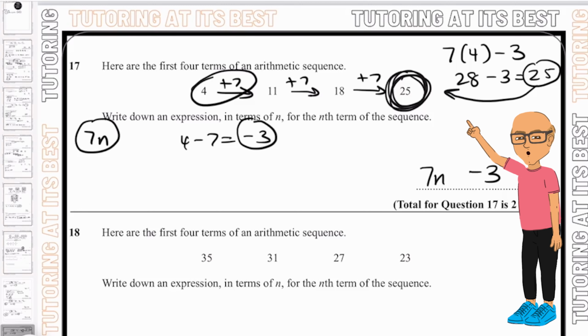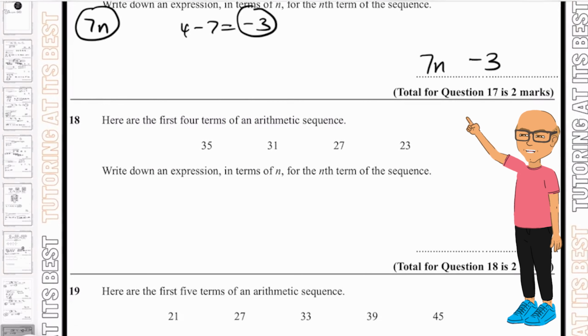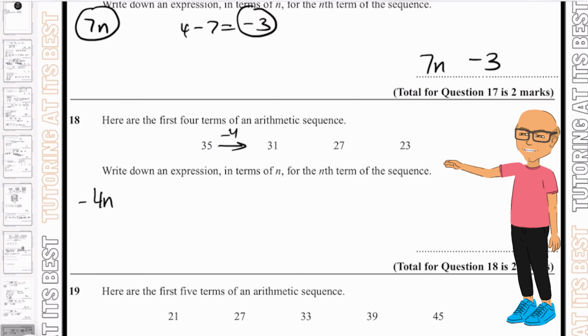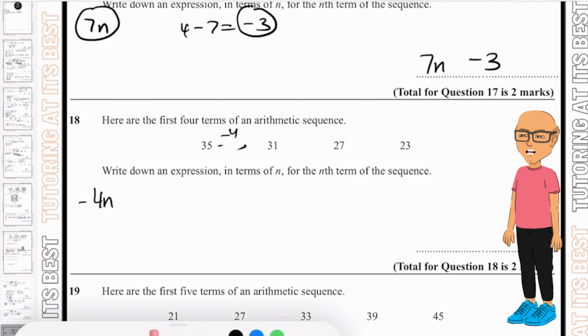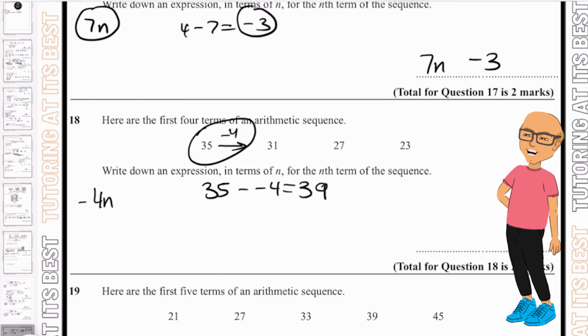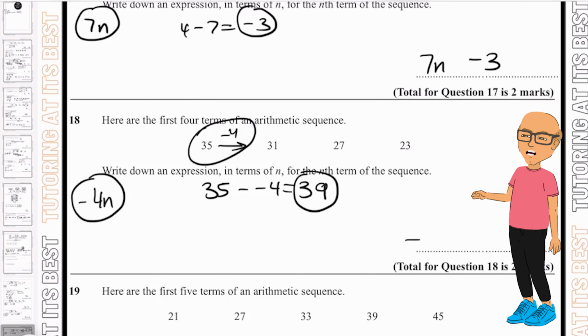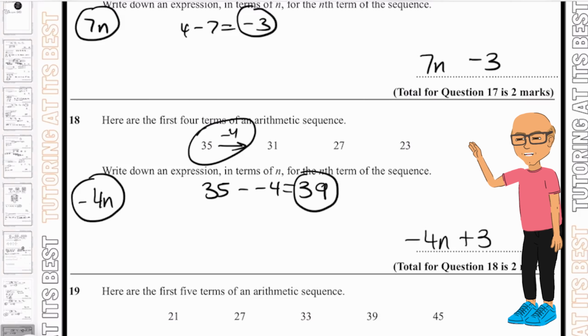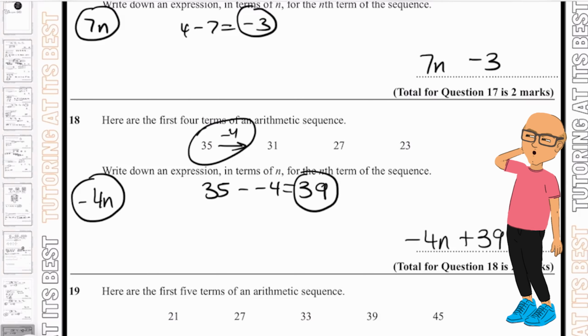Great work. Let's go for 18. We'll find our difference, which is 4 here. So we know it's going to be minus 4n. We'll then get the difference between 35 and minus 4. So 35 take away minus 4, which gives us 39. And we can put this together. Brilliant.